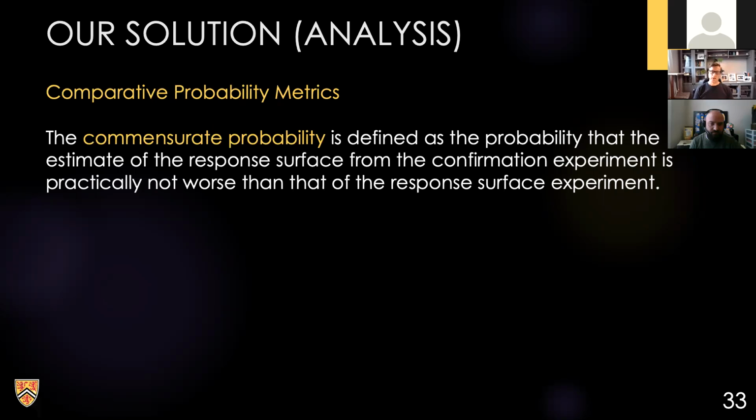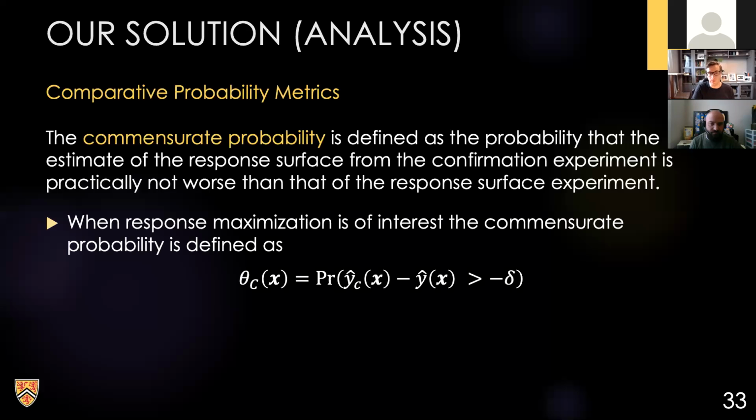This idea that I don't actually care if my difference between what was observed and what was predicted is within some tolerance. I want to know if it's maybe a little bit worse, practically not worse, but maybe the confirmation results are numerically worse than what is predicted by the model. But as long as it's not practically worse, then that's fine. But then you have this whole other tail, which is where it's better. And the commensurate probability is designed and defined to quantify the likelihood that would happen.